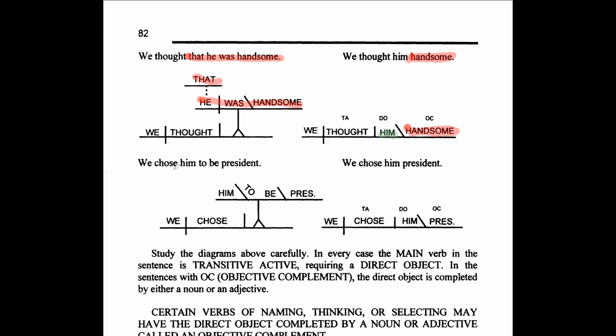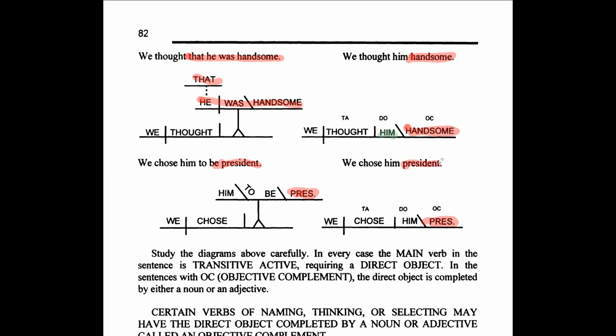We chose him to be president, right? To be president. Okay. So we chose him, right? Him is like the subject of the infinitive. And then we have to be, and then president. So we have president acting as a predicate noun. Well, there's another way of saying this. We chose him president. This is the objective complement. What did you choose him to be? Right? President. Okay. Study the diagrams above carefully.